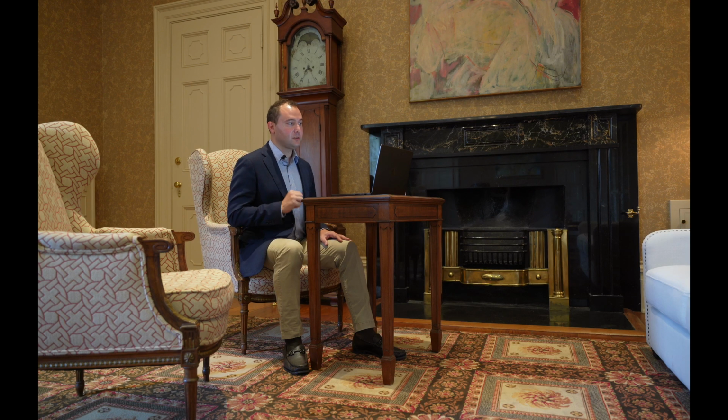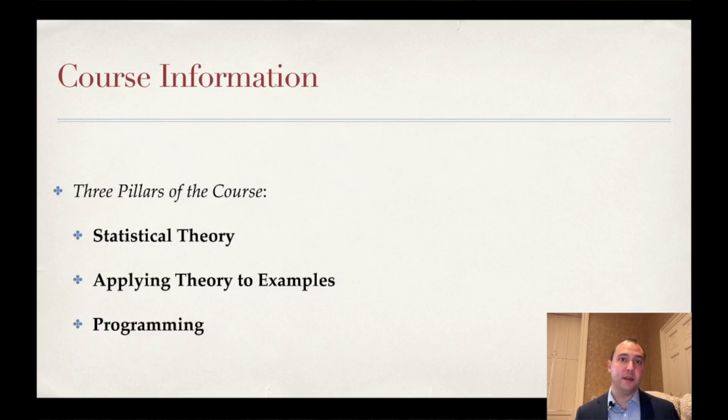There are 3 pillars to this course. One is statistical theory, the base of statistics. The second is applying that theory to real-life examples. Most of the examples given in this course are related to business, but you can understand how they could be used for other social sciences or other fields of research. The third pillar is programming.